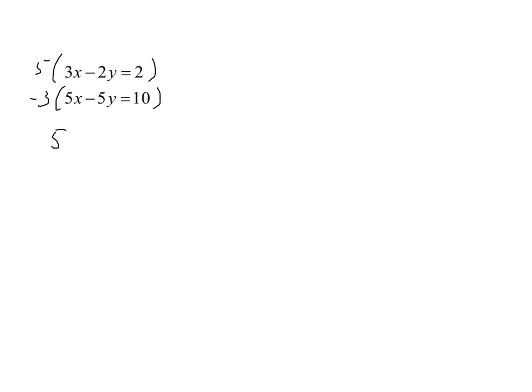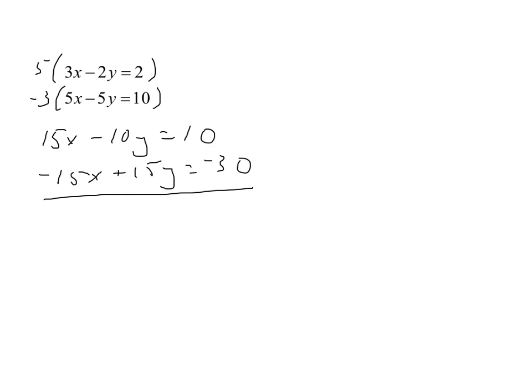So 15x from the first equation minus 10y equals 10. And on the bottom equation, I have negative 15x plus 15y equals negative 30. So we'll add those two together. These guys cancel out. So 5y equals negative 20. Divide by 5. And y equals negative 4. So we'll put that back into one of these equations. I guess I'll go with the top one because the numbers are a little bit smaller.